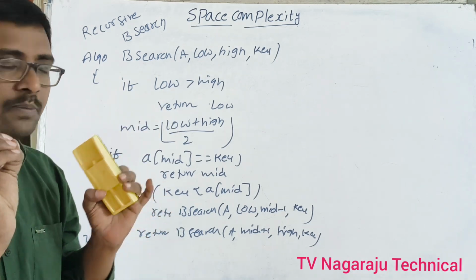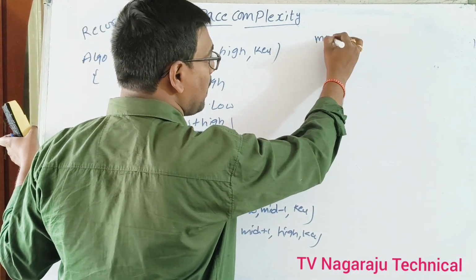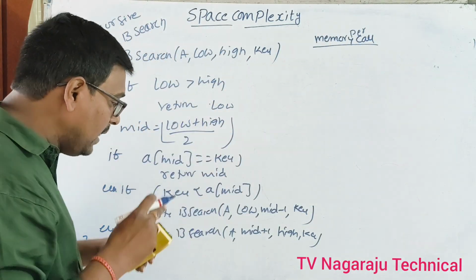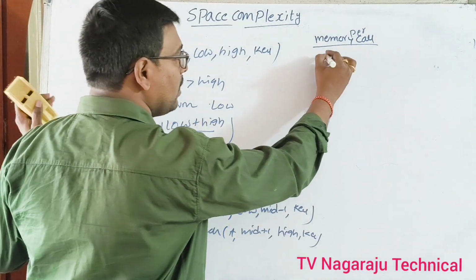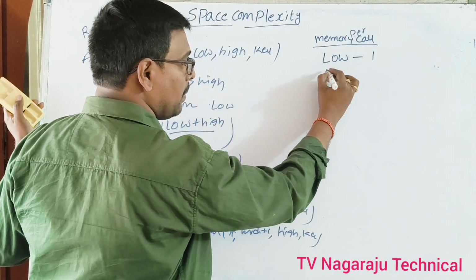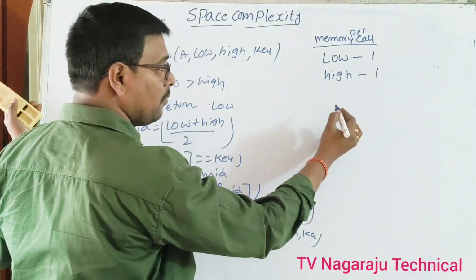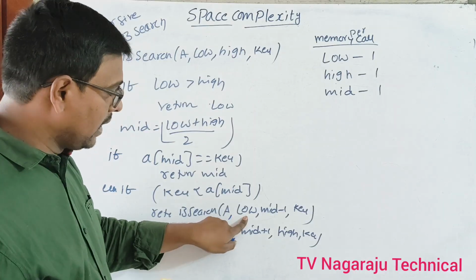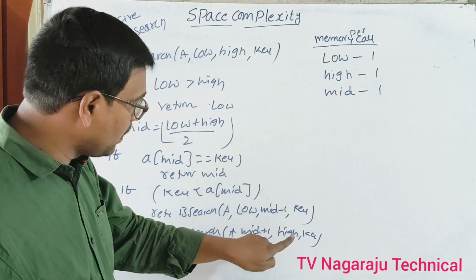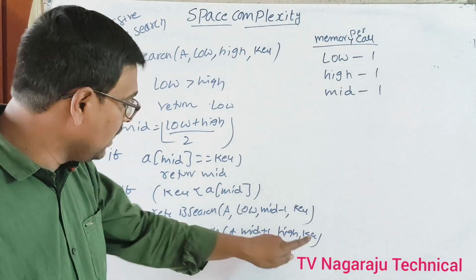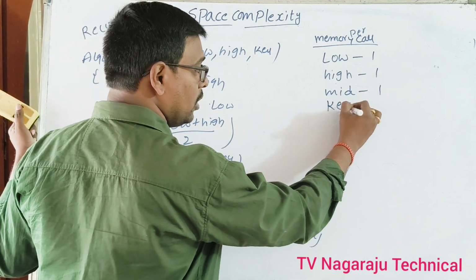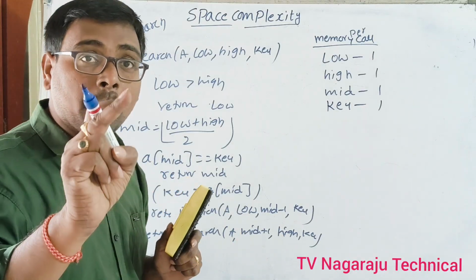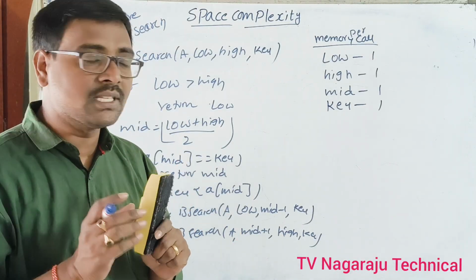Now calculate the space complexity. For each call, how many memory locations are required? We need low, 1 unit of memory; high, 1 unit; mid, 1 unit; and the key, 1 unit of memory. Each call, how many memory locations are needed?